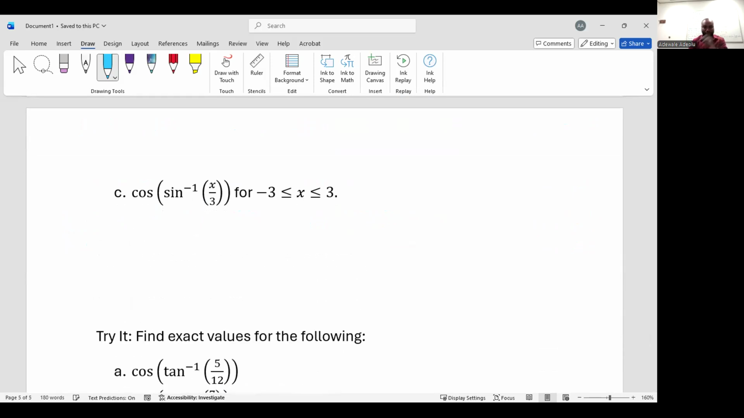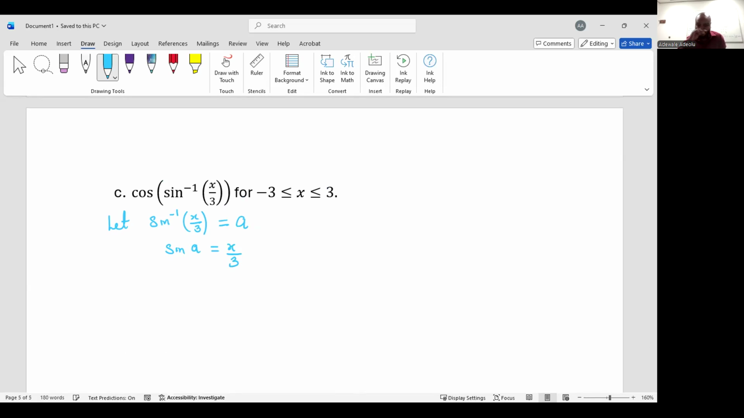The last example here, we do the same thing. You can pause this video and try it before you continue. Let our inside function be A. That means that sine of A is x over 3. There is nothing fancy here, nothing too spectacular. It's just, instead of using some number, we put x, that's all. So do the same thing.